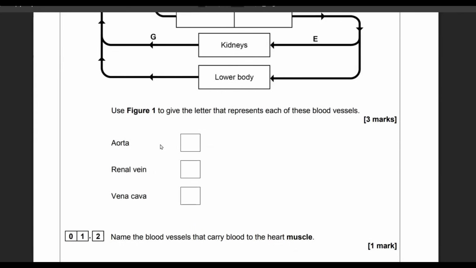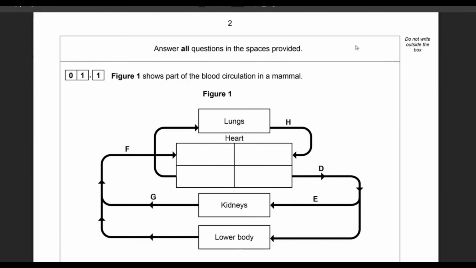So we need to, what letter is the aorta? What letter is the renal vein? What letter is the vena cava? So I'm going to go through each and explain it. So, which one of these is the aorta? Now, the aorta goes out of the heart and takes oxygenated blood around the body.